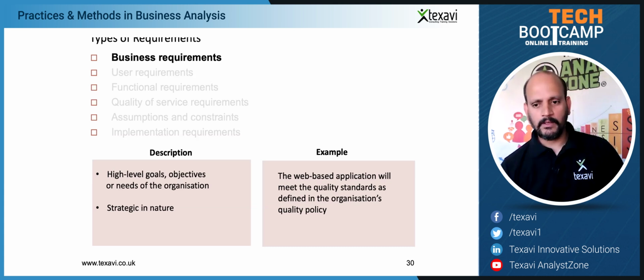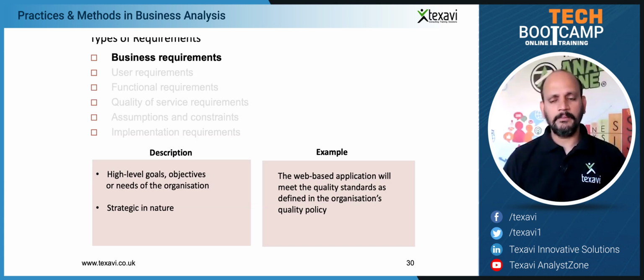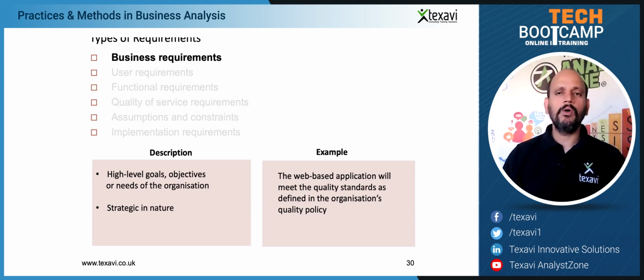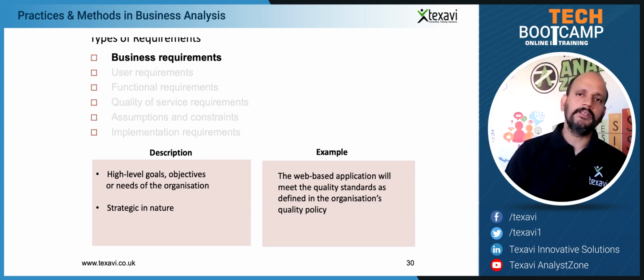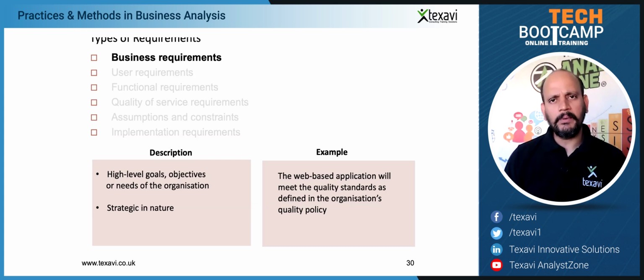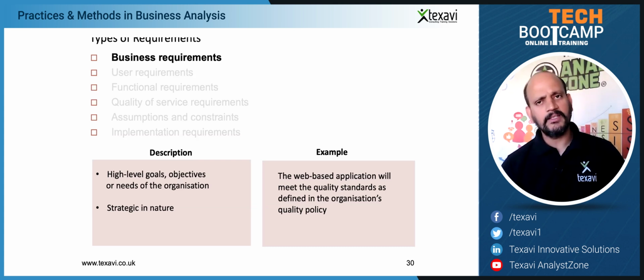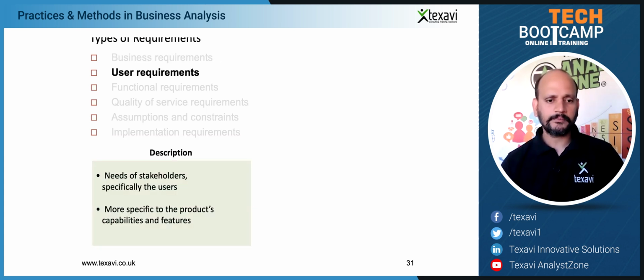And that's where, if you talk about the business requirement, it could be something like creating a website or web-based application that will meet the quality standards as defined in the organization's policy. That could be one requirement. But because it is a general constraint, a general requirement, a legal requirement, it could be part of the business one.